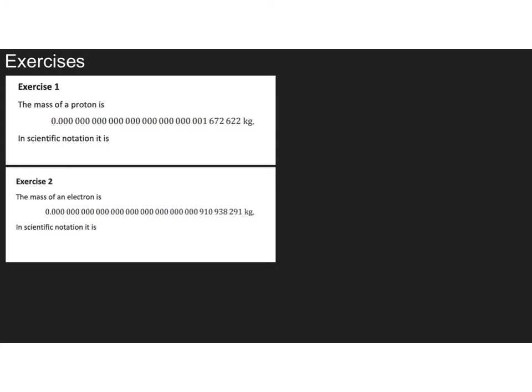Alright, your answer here should be 1.622 times 10 to the, we're going back, 3, 6, 9, 12, 15, 18, 21, 24, 27. That's where it stays. And we went back, so this is a negative 27th. Below it says the mass of an electron is this. Go ahead and pause this video, write it in scientific notation, and then play to check.